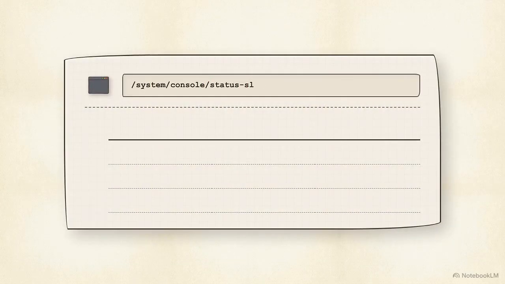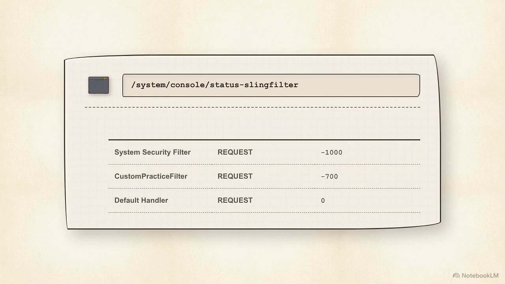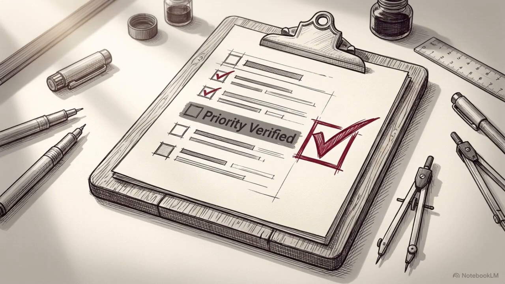Once your code is deployed, you can verify it as active using the AEM OSGi system console at the /status/filter path. The service.ranking value determines execution order. Lower numerical values ensure that your filter executes earlier in the chain than others. Checking this console confirms exactly where your filter sits in the priority list before it hits a production environment.